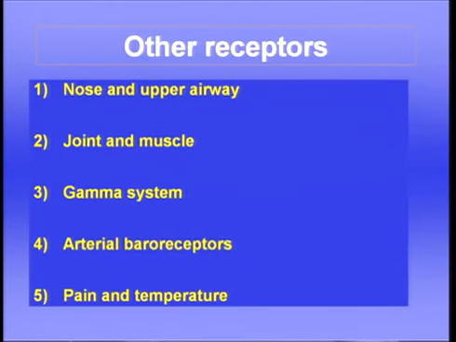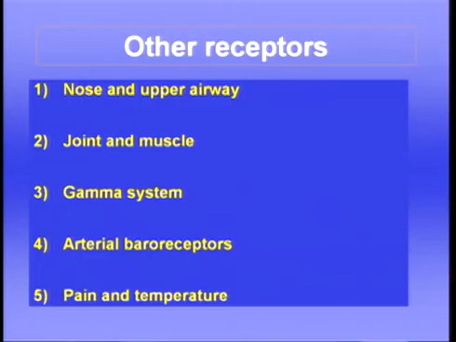But there are other receptors as well. There are receptors in the nose and the upper airway. Some of these are very like the irritant receptors. For example, if you breathe very cold air, the upper airway may cause bronchoconstriction. If you breathe a noxious gas, a small amount of chlorine, for example, you may get constriction of the airways of the lung. There are also receptors from the joints and the muscles of the body, and these may be important in the increase in ventilation that occurs with exercise.